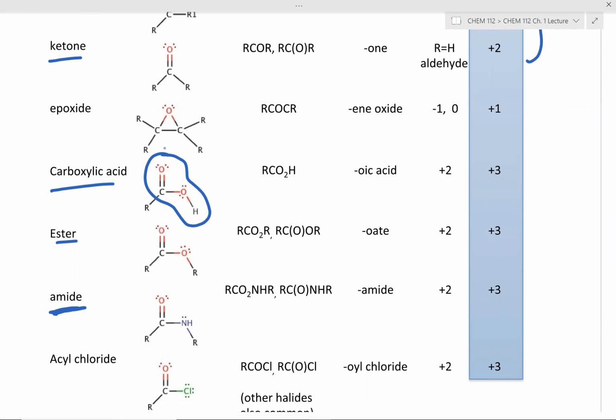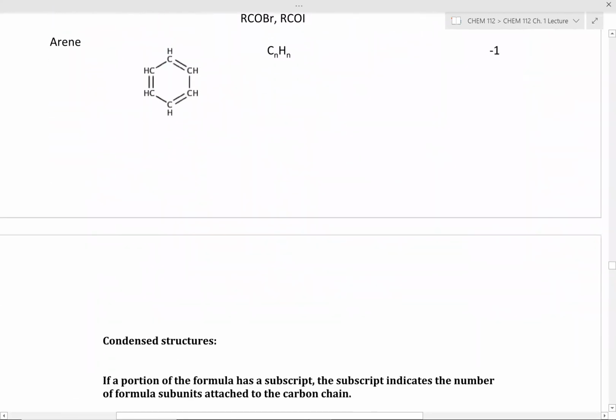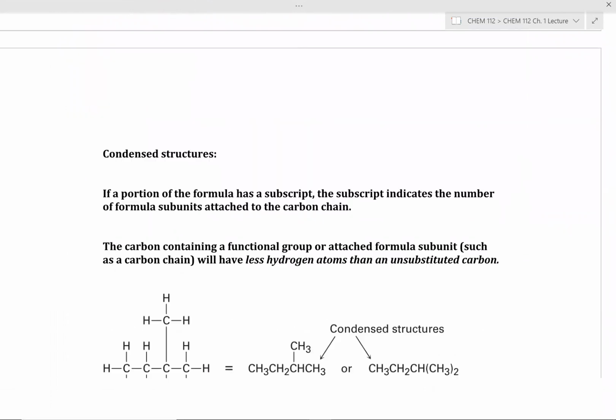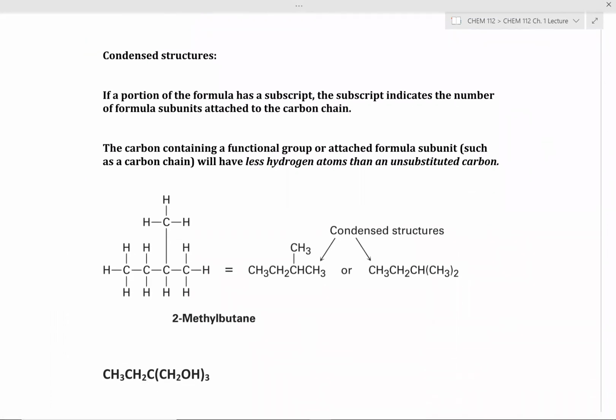I'll leave the rest for you to look over at home. I would not try to hard memorize those functional groups. Instead, I would try to get used to utilizing the idea of functional groups in writing Lewis structures. So if you recognize a functional group, write it out, and that will save you time when you process a condensed structure. It appears we're out of time for today.